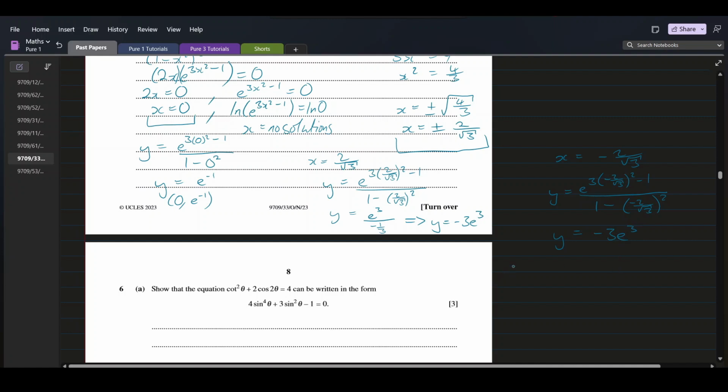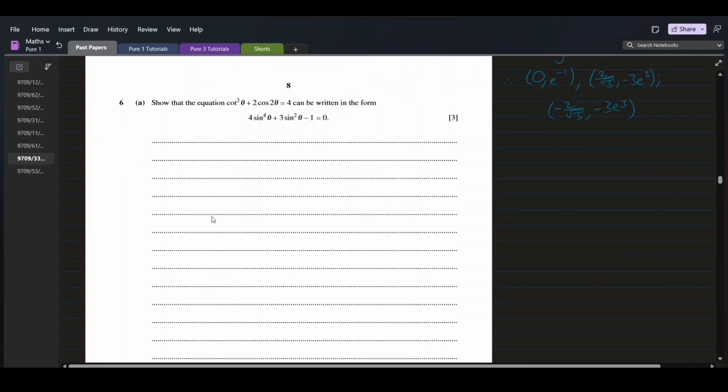So it means that our three solutions would be (0, e^(-1)), and then we've got (2 over root 3, -3e³). And then finally, we have our third solution, which is (-2 over root 3, -3e³), and this is our final answer.